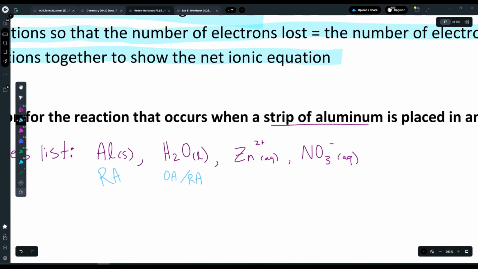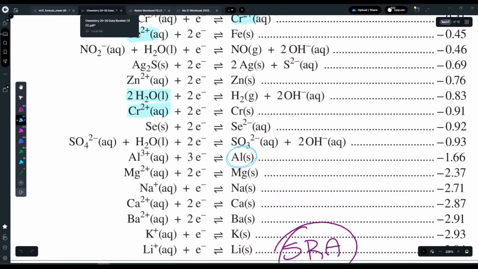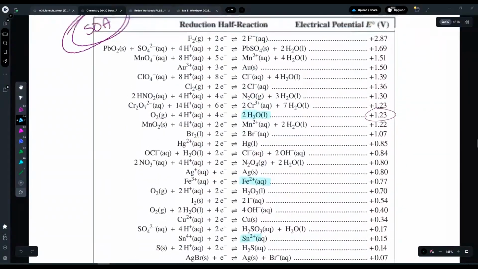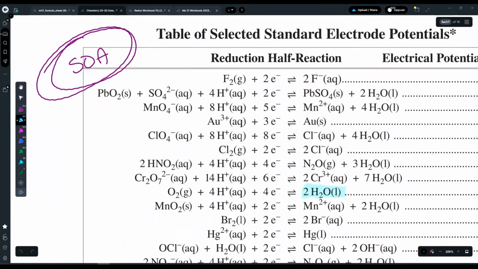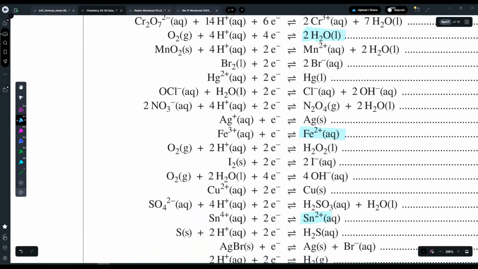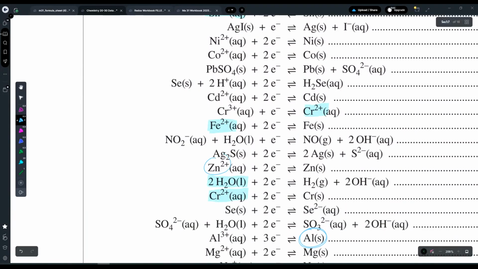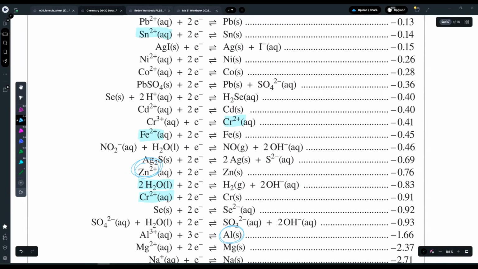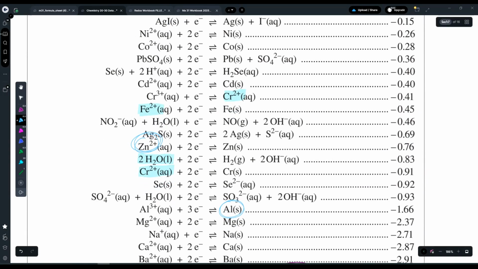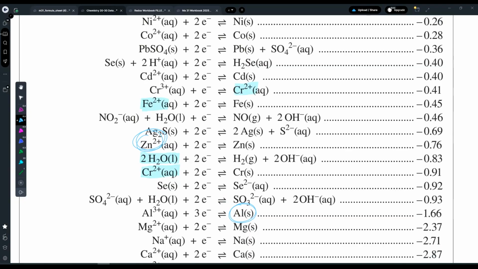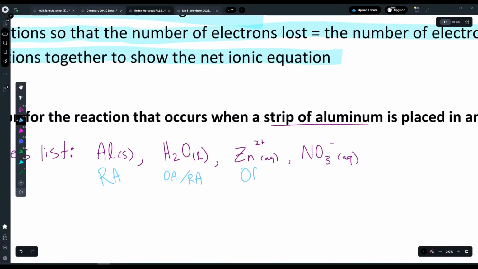Okay, now we're going to find zinc 2+. I think that might be an OA, but I'm not sure. So what I'm doing is I'm just scrolling down, skimming down just to see where I can find zinc. Okay, so I find zinc right here. So zinc 2+, that's at -0.76. I'm just saying the numbers to help you find it a little easier. Okay, so that's an OA.